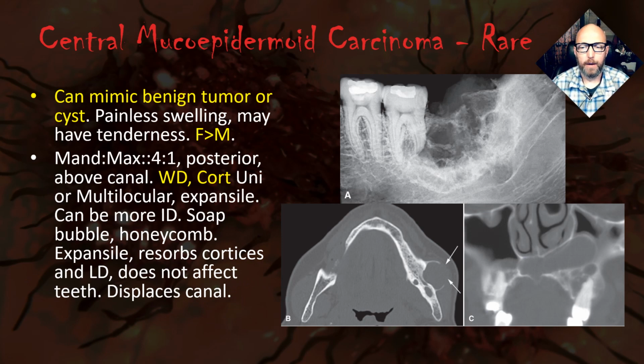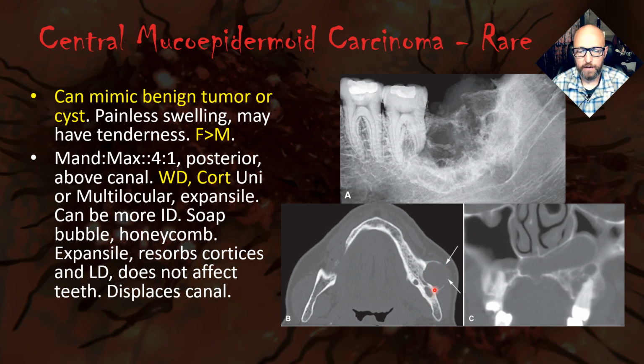And this is another one I would have on the differential when you suspect a malignant ameloblastoma. And that's central mucoepidermoid carcinoma, because that can appear very soap bubble. It can appear a lot like an ameloblastoma. It can really simulate the appearance of one of these benign lesions. See how it looks soap bubble?